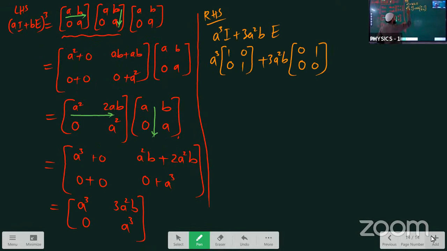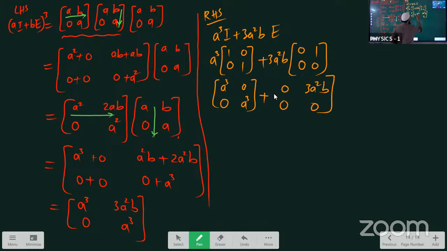A cube, multiply to each element. A cube into 1, a cube, plus a cube into 0, 0. Next, a cube into 0, 0. A cube into 1, a cube. Okay. Next, multiply this 3a square b into 0, 0. 3a square b into 1, 3a square b. 3a square b into 0, 0. 3a square b into 0, 0.